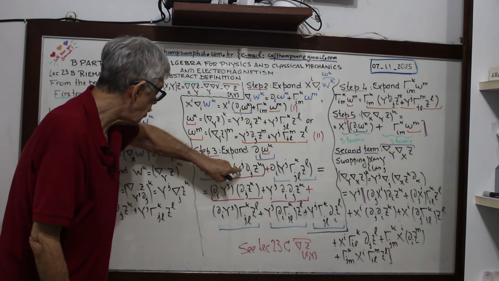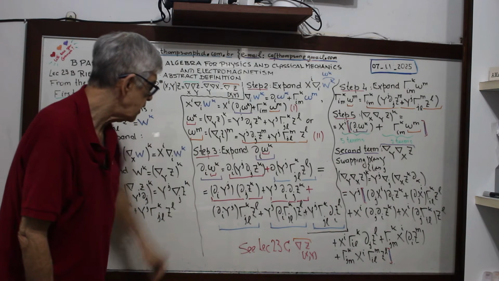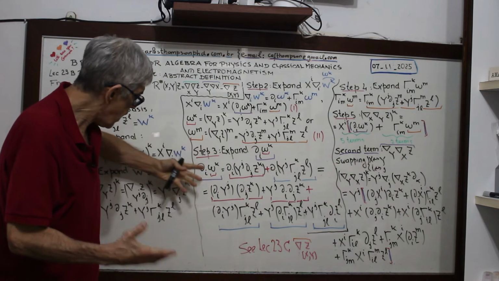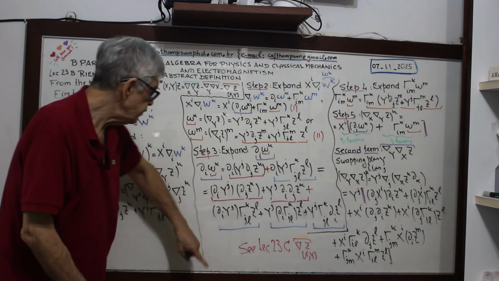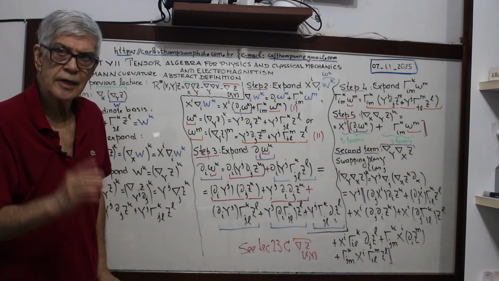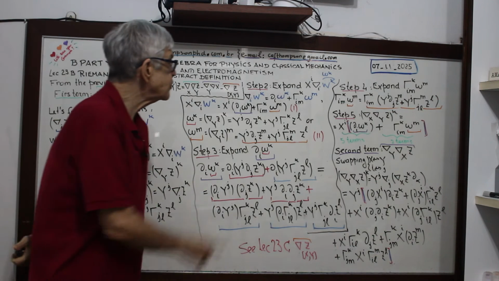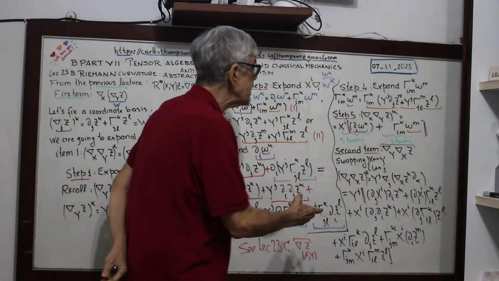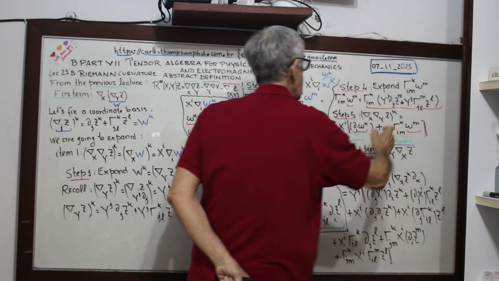Here I have a product of two factors, yj and this partial xj and zk. That's why I have five terms here: two red ones and three blue ones. Again, just follow the colors. Now that's step 4. I'll expand only gamma imk omega m.